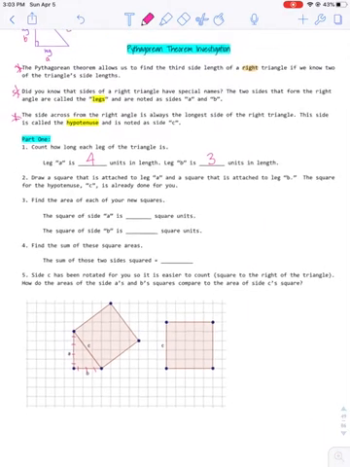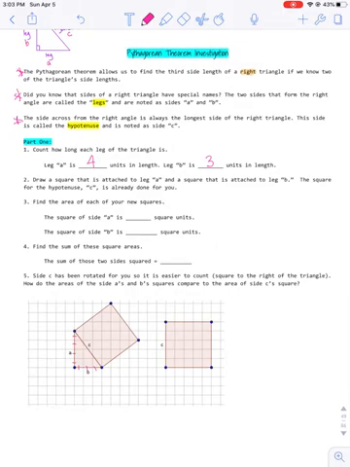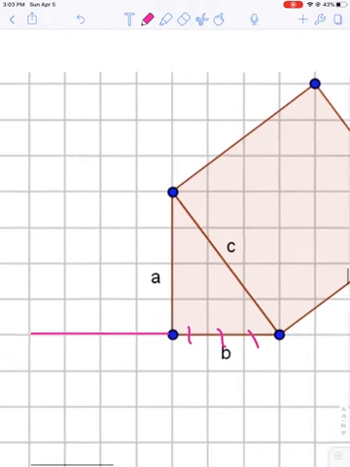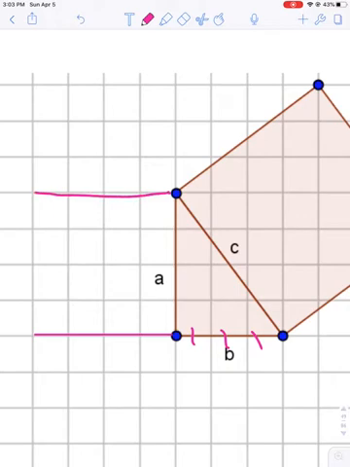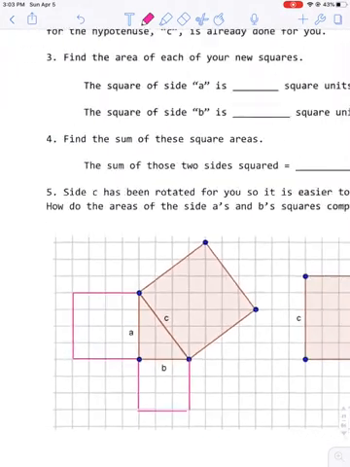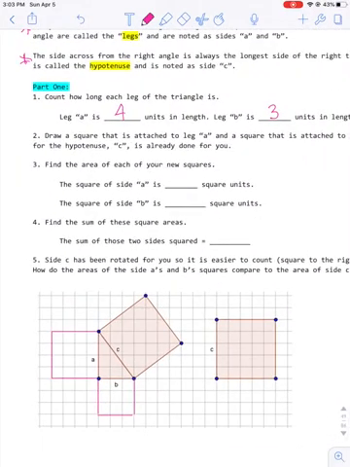Step 2: draw a square that is attached to leg A and a square that is attached to leg B. The square for the hypotenuse, which is C, is already done for you. I know that if A has a side length of 4, that has to be the other side length of the square as well. So here's my square for A. And for B, which has a side length of 3, the square has to look like this. And they've already done the square for side C for us.